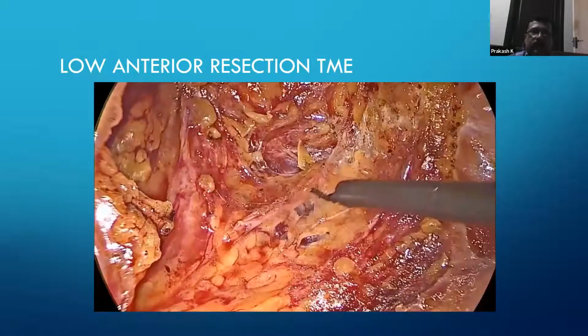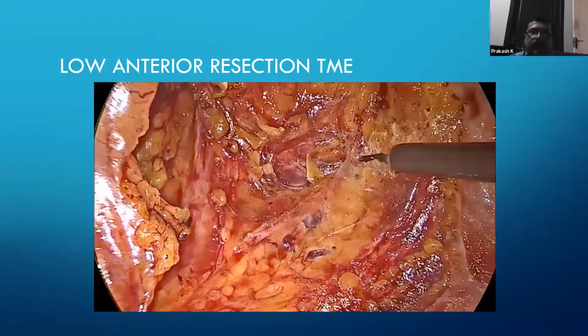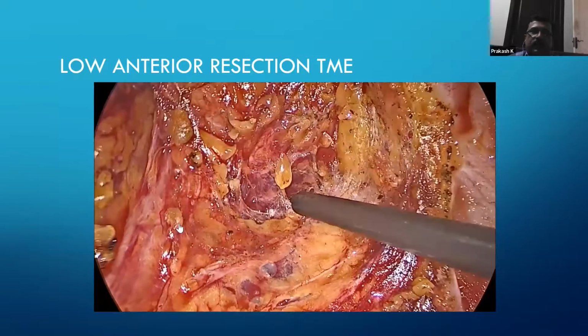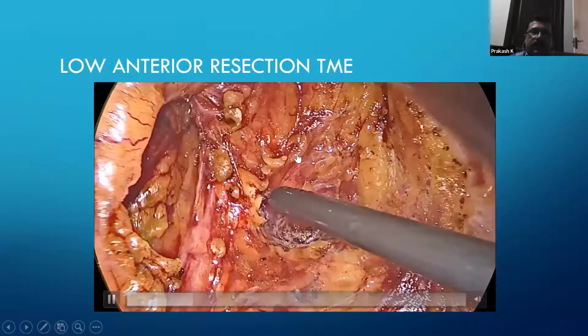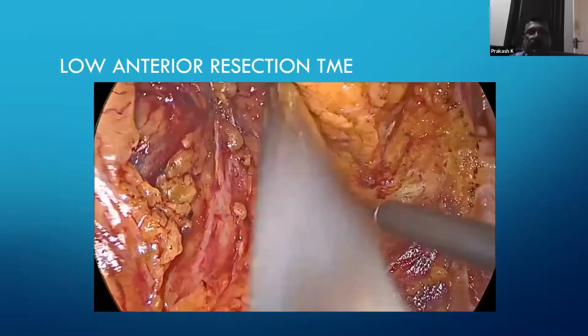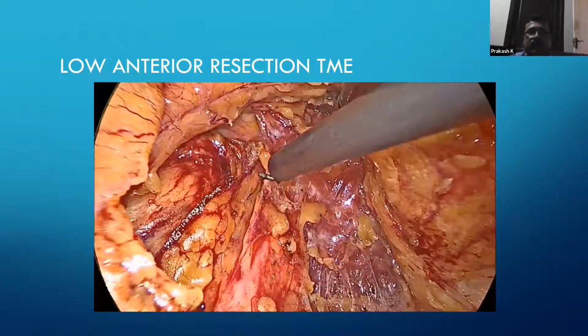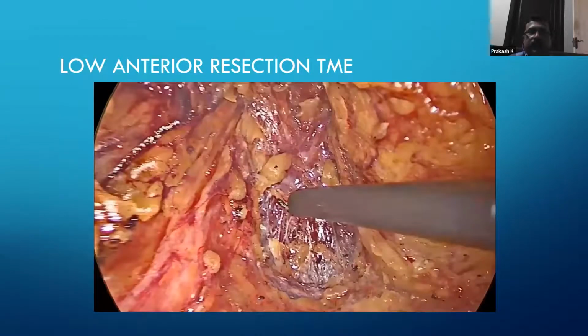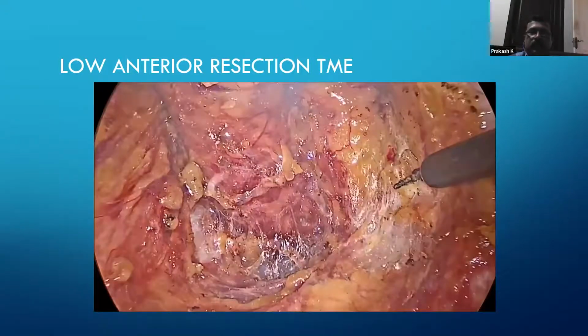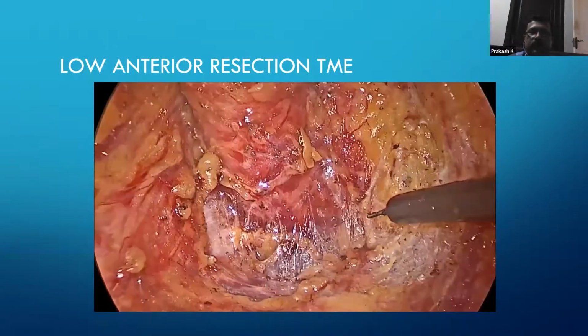That's the right nerve and left nerve. So these are the points which you should take care. So still you can see that the clean mesorectal envelope is kept intact, and we are dissecting the mesorectal envelope without injuring the nerve. So as you dissect that, the nerves drop down, and then as you go down, you enter the loose areolar tissue plane.